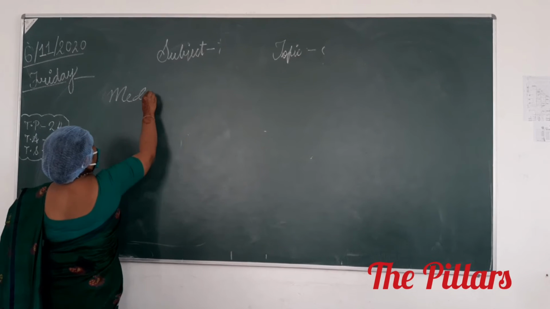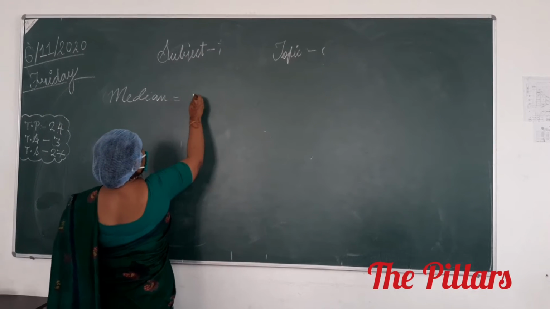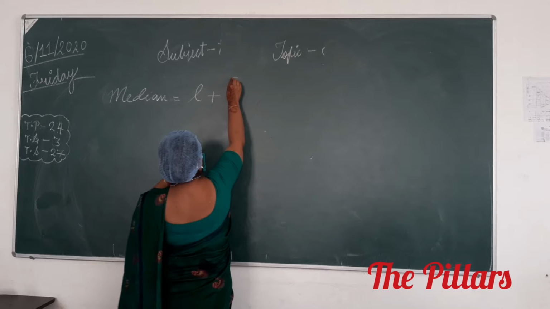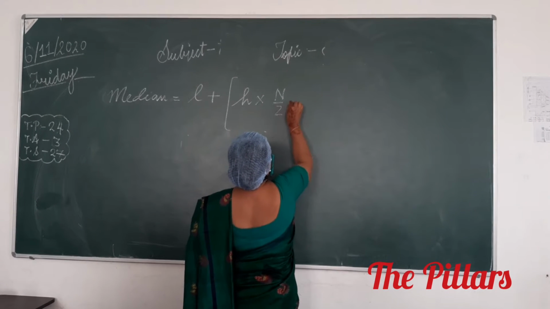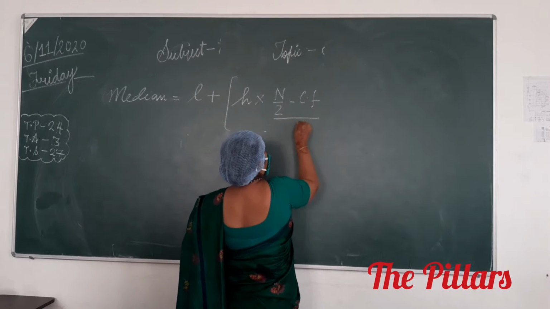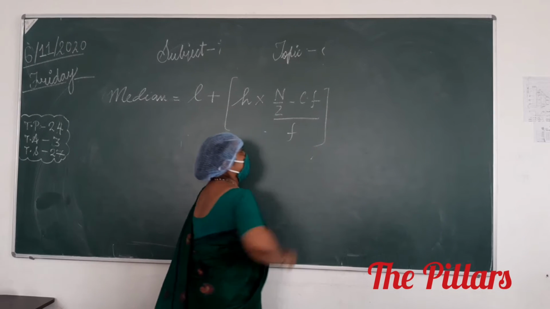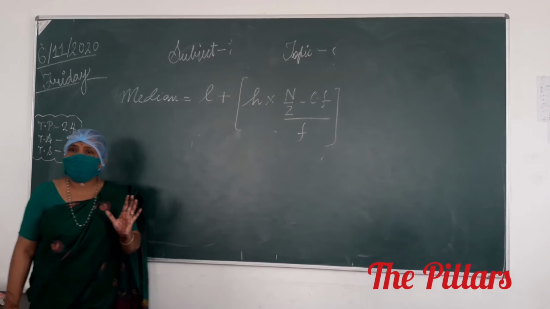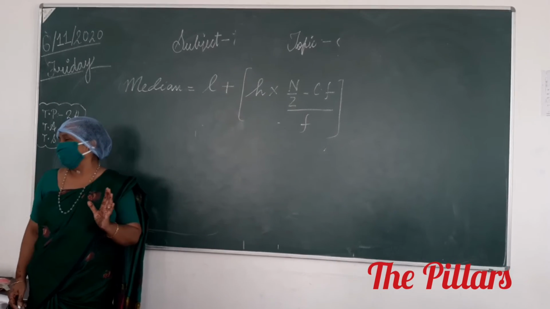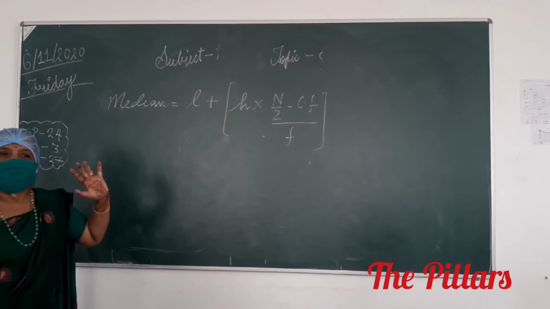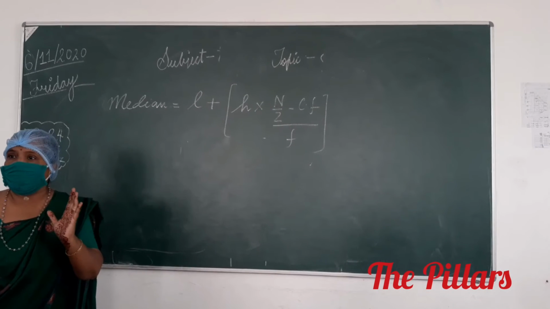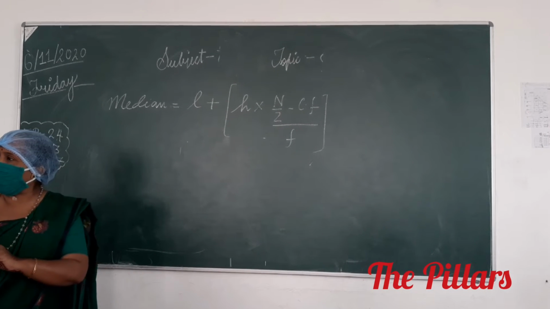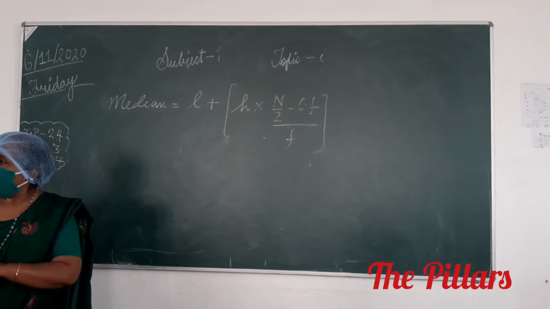How to find the median will be L plus H into N by 2 minus CF by F. Okay? This is a formula to find out the median of the group data. Yesterday we have discussed one question. Did we do it? We have done it.